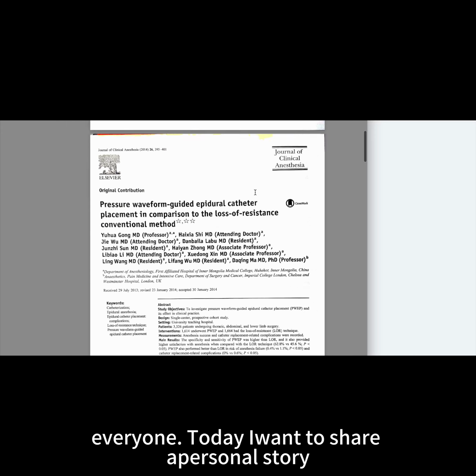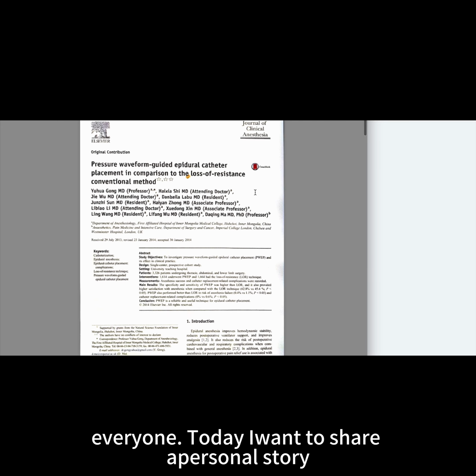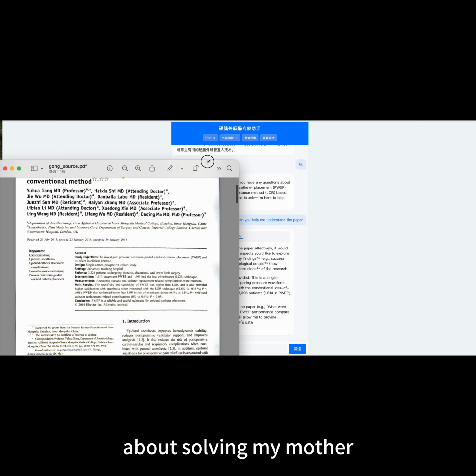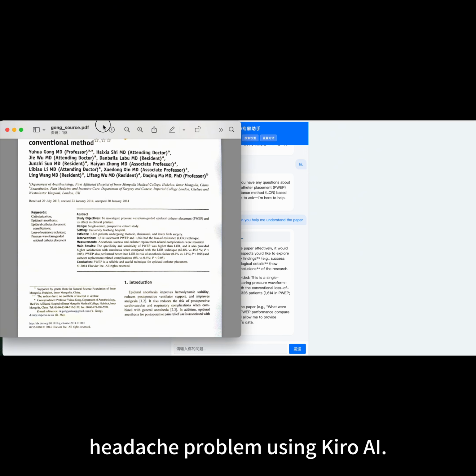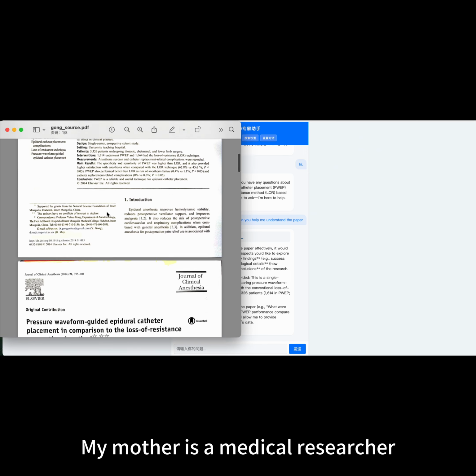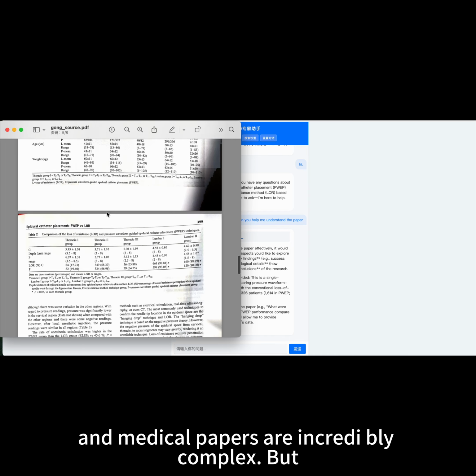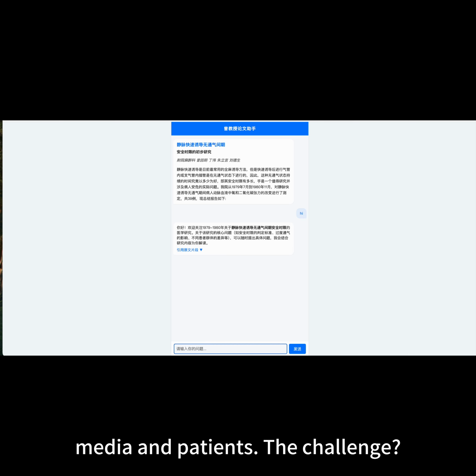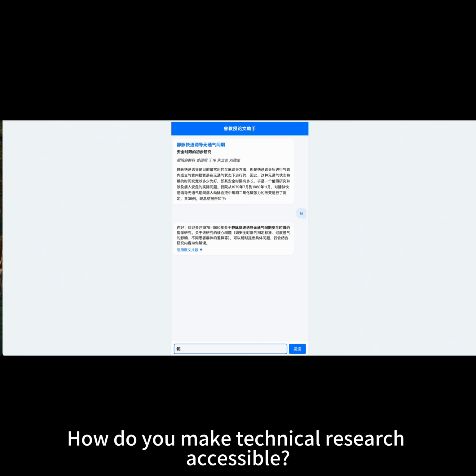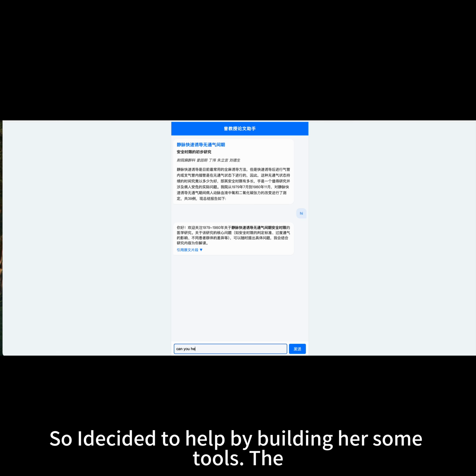Good morning, everyone. Today I want to share a personal story about solving my mother's headache problem using Kiro AI. My mother is a medical researcher, and medical papers are incredibly complex. But researchers don't just write for other scientists, they need to communicate their findings to policymakers, media, and patients. The challenge? How do you make technical research accessible? I wanted to help, so I decided to help by building her some tools.